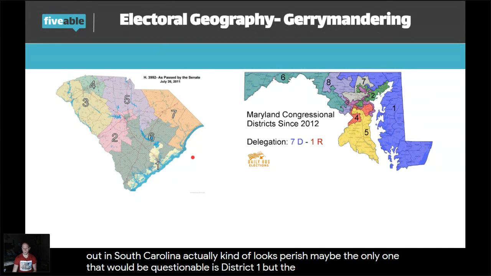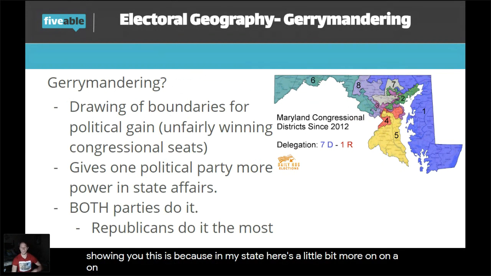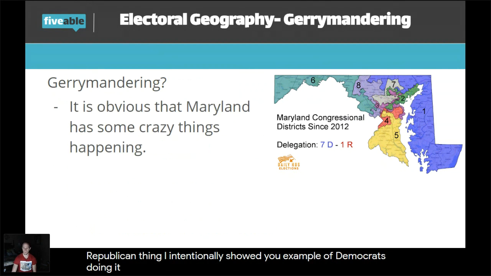But the reason why I'm showing you this is because in my state, here's a little bit more on Maryland. And by the way, both parties do this. It's not just a Democrat-Republican thing. I intentionally showed you an example of Democrats doing it and Republicans doing it.